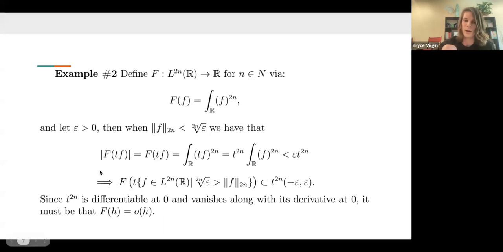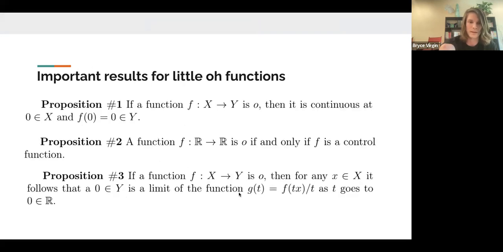Then when we take some inequalities, what we find is that the values that f produces, when little f is constrained in such a way, must always be less than epsilon times t to the 2n. T to the 2n is a control function because it is differentiable at 0, its derivative is equal to 0 at 0, and it is equal to 0 at 0. So this satisfies the necessary definition, and it shows that the functional is in fact little o of h.